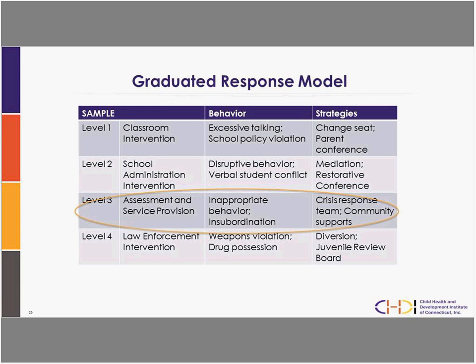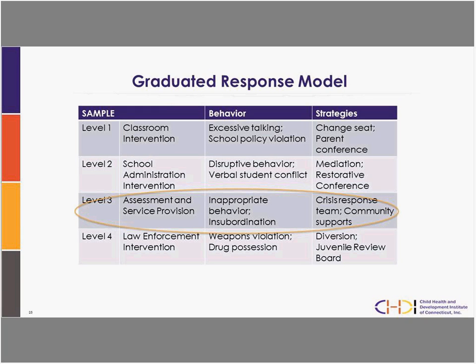The third level is assessment and service provision. So here we're really thinking about when a referral needs to be made, either for further assessment, or perhaps IEP planning needs to be put into place, or other behavioral health services or supports that need to be identified and put into place. That would happen here. And finally, level 4 is really the highest level, where law enforcement intervention would fit, and when we're talking about formal law enforcement intervention, we really want to make arrest the last resort.